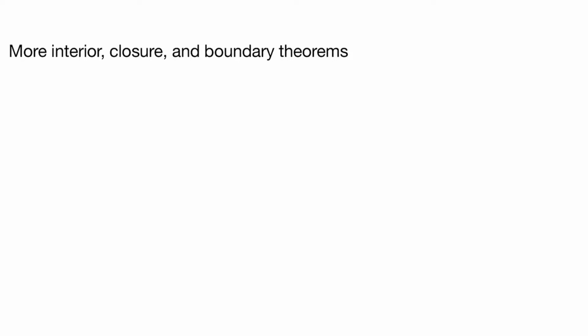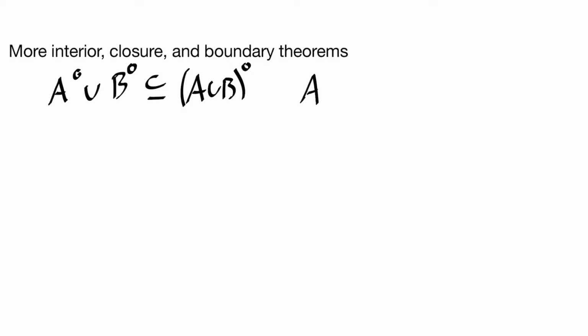Okay. Finally, we have a couple theorems that I'm just going to shout at you as you walk out the door. The first is: how do interiors go if we take the union of them? Well, if we take the union of interiors, then we get a subset of (A union B) interior. However, if we take the intersection of interiors, then we get that this is equal to (A intersect B) interior.